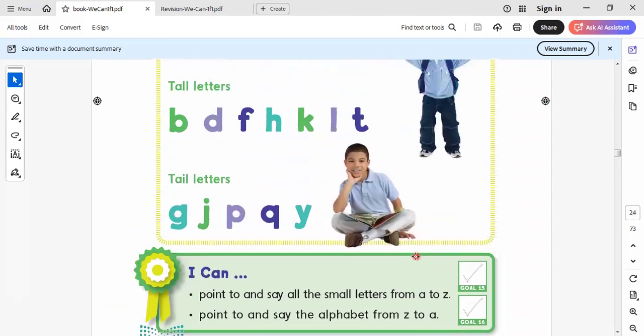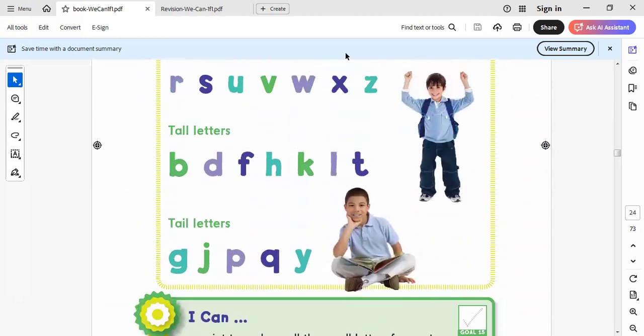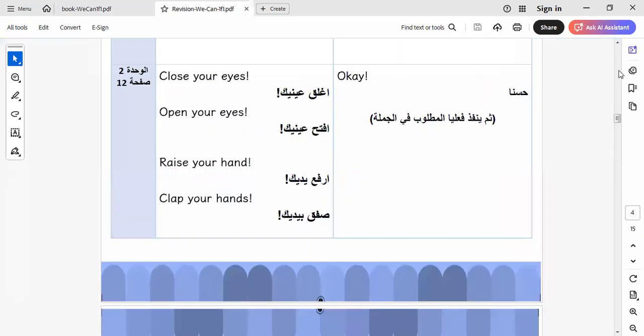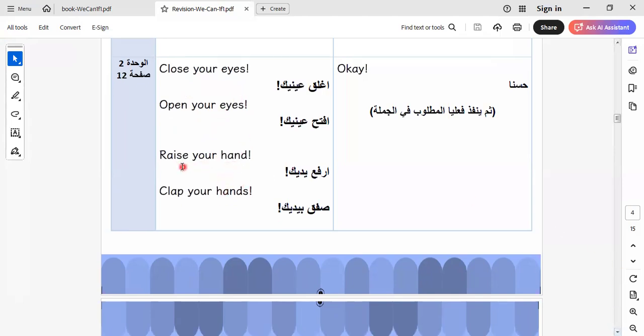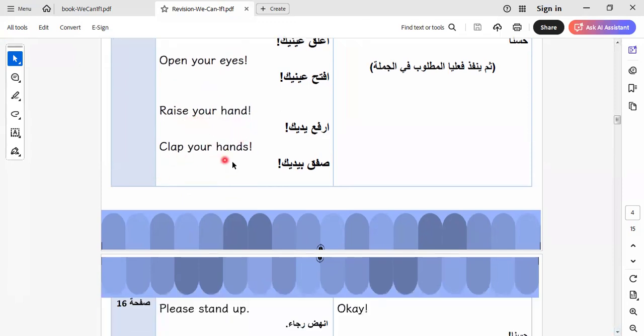Here we end this unit. Let's make a brief summary of what we learned during this unit. In this unit, we learned some expressions: close your eyes, open your eyes, raise your hand, raise your head. I'm sorry, raise your hand, not your head. Clap your hands.